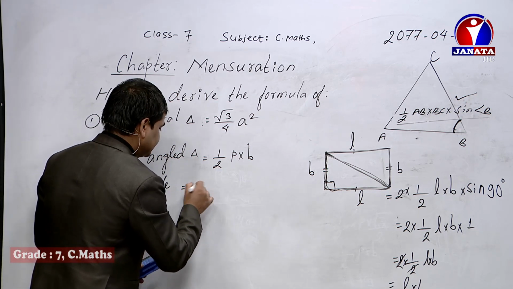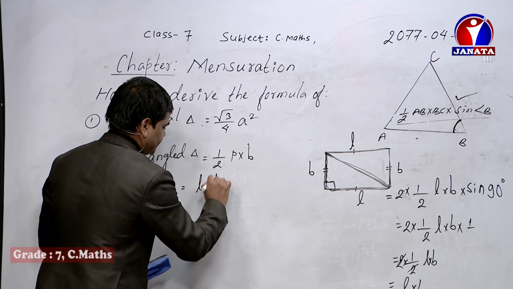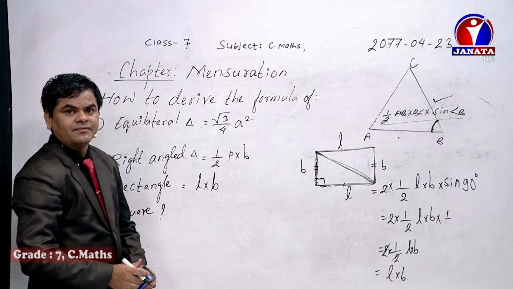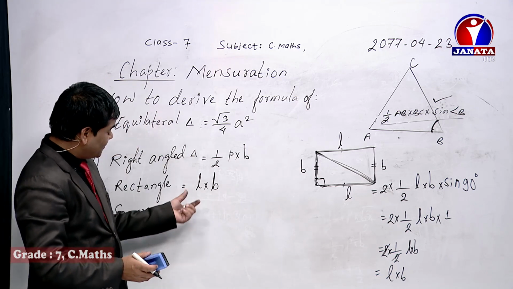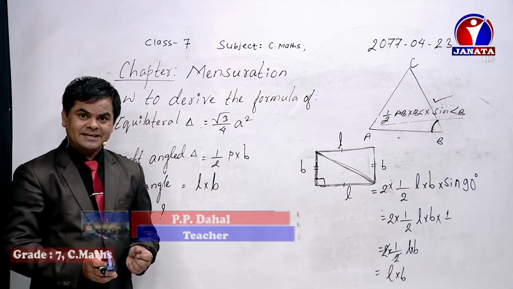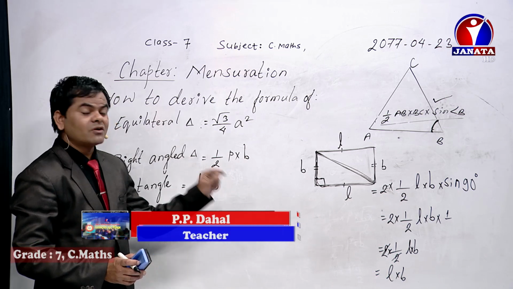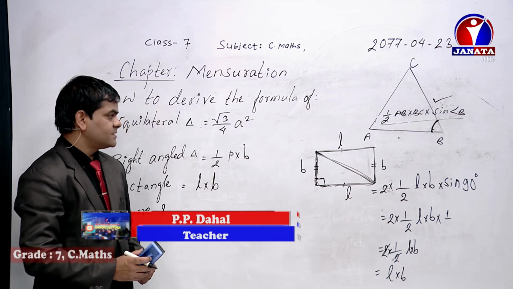Area finding is length into breadth. Length into breadth. So in this way the formula is derived, and in the book you will find just length into breadth written. But you need to know the concept of how the formulas are derived.